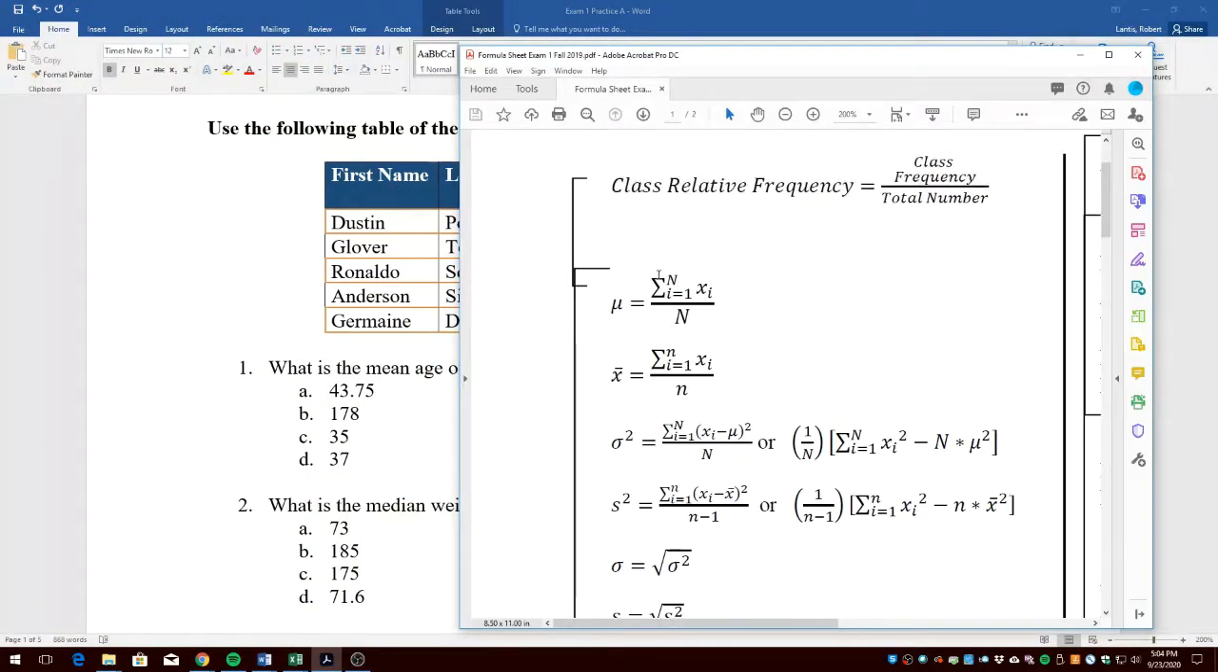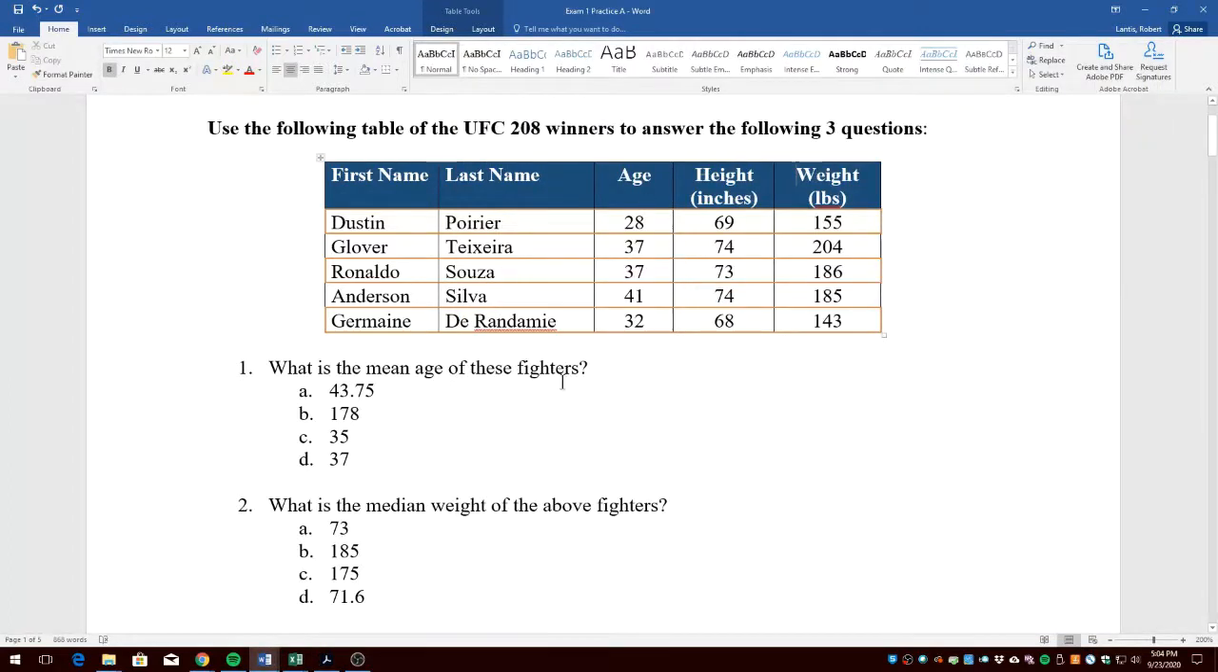If we look at the formula sheet, we can even remind ourselves the way we find a mean is we add up every single observation, the value for that x variable, and then divide by the total number of observations we have. It doesn't change for whether or not we're looking at a sample mean or a population mean. It's the same process. So if we look here, we've got this age variable. First of all, the lowest is 28, the highest is 41. The mean is a measure of central tendency, so it should be somewhere in between our highest and lowest values. So right away, A and B don't make any sense for us, right? Because they're greater than 41.